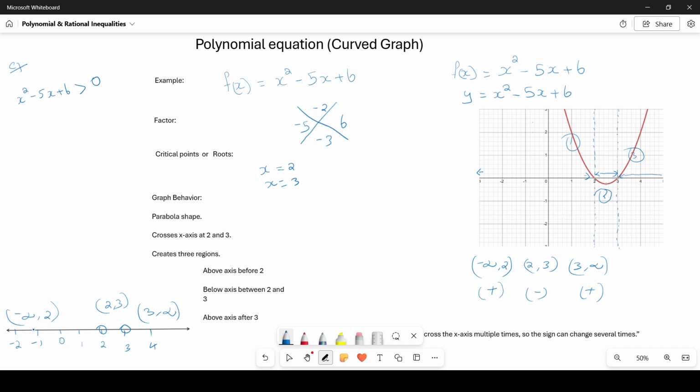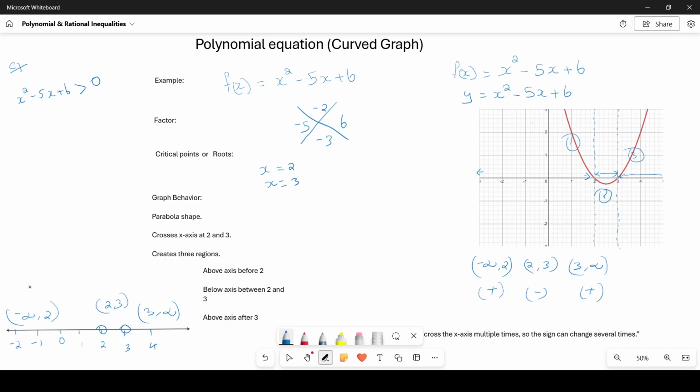So we need to check these three regions. What is the sign of this expression in each? How will you find it? Select one value from each interval and substitute it into the equation. Then analyze the result, whether it's positive or negative.